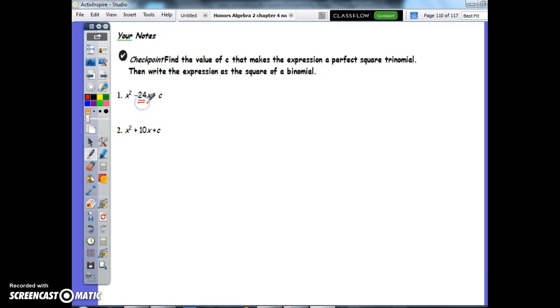You take half the middle term. So you take half of negative 24, divided by 2 and it's squared. Well, this will give you a negative 12 squared, which will give you a positive 144. So here you have x squared minus 24x plus 144. So c was 144.